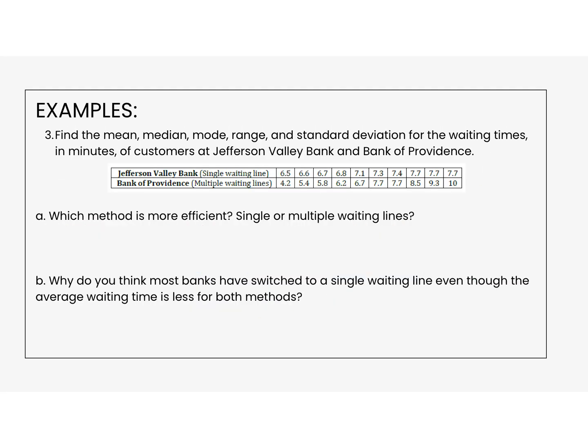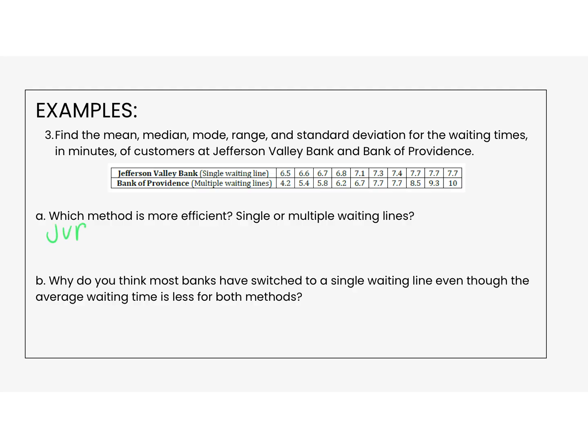Last example, you're going to do the same thing. So you're just going to plug in these values for Jefferson Valley Bank and for Bank of Providence. You're going to do the same thing. Find the mean, median, mode for both, and then which one looks better.